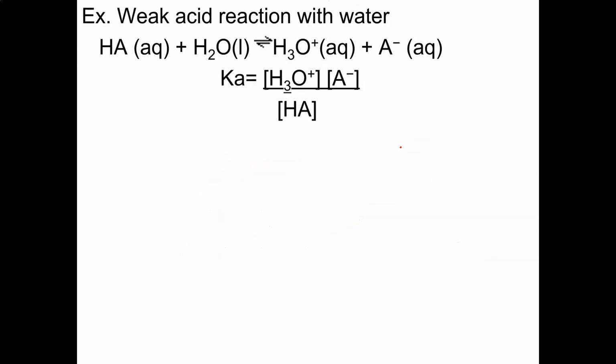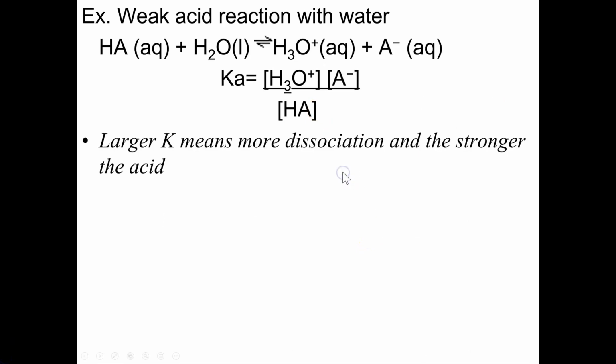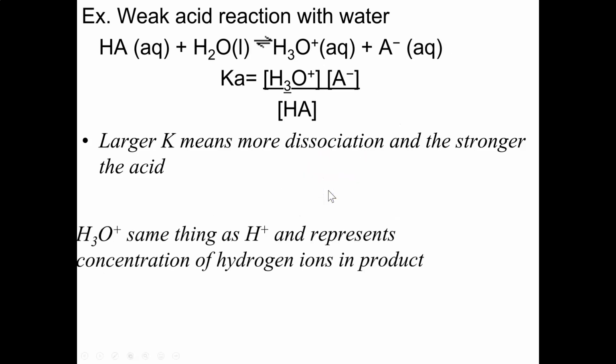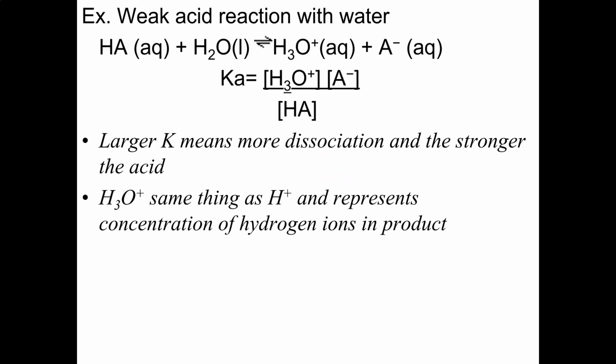Always, without fail. So here's an example. Weak acid reaction with water. You have HA plus H2O produces H3O plus A minus. And that's what the reaction looks like. Generic. Obviously, we don't have the actual chemicals, but even if we did, same setup. Things you need to be aware of: larger Ka means more dissociation, stronger the acid. H3O is the same thing as H plus, which we mentioned earlier, so don't get confused by that.